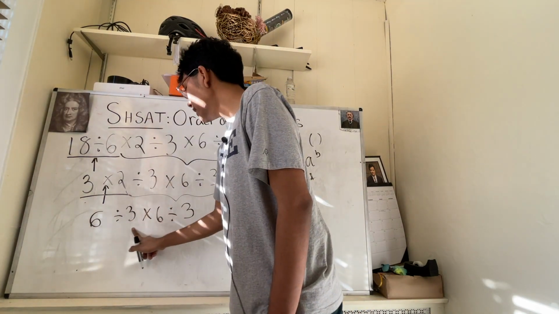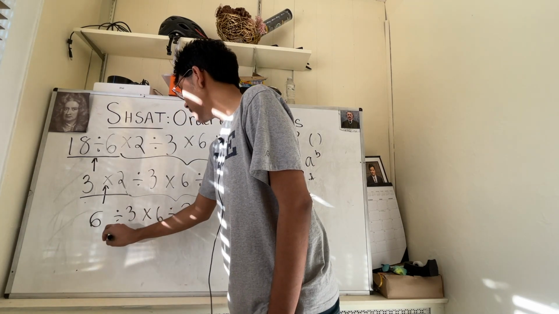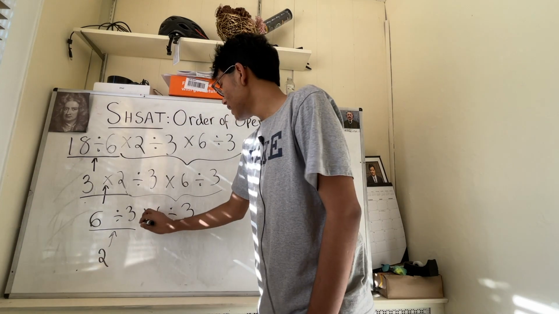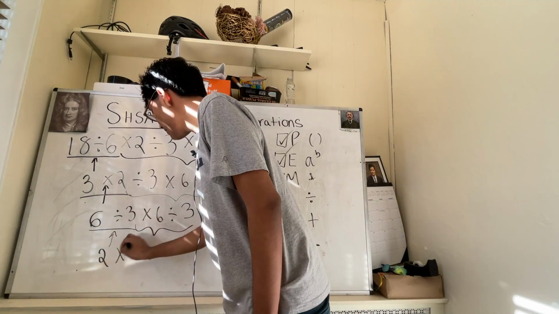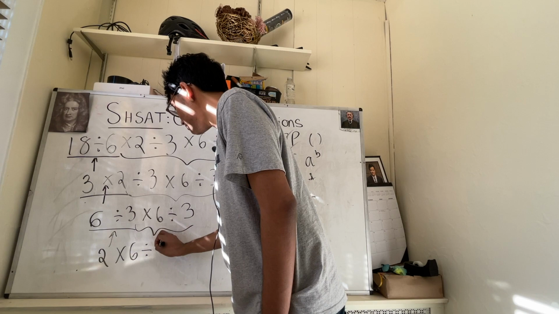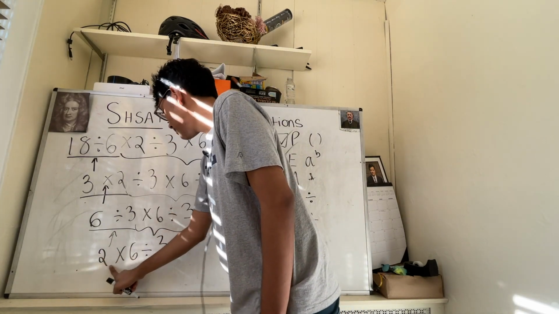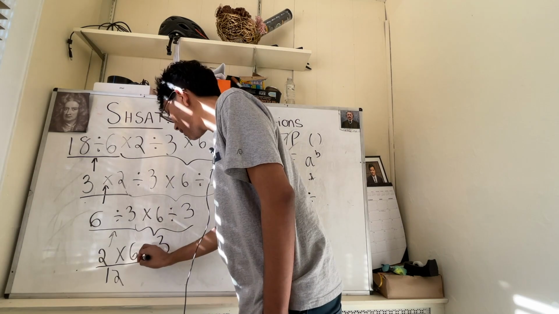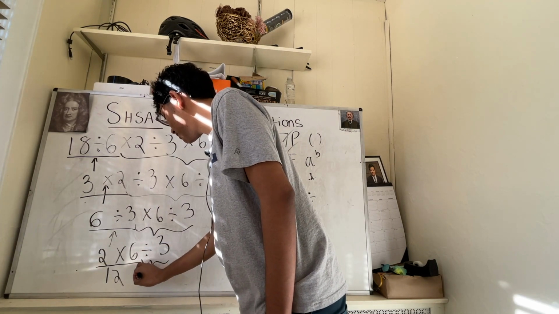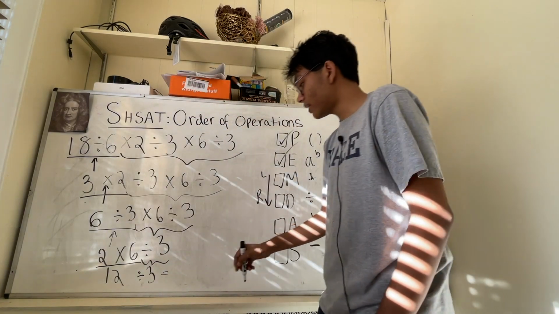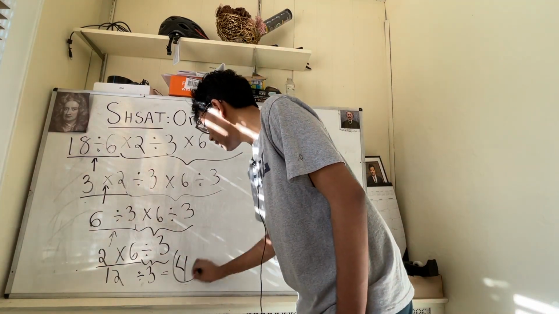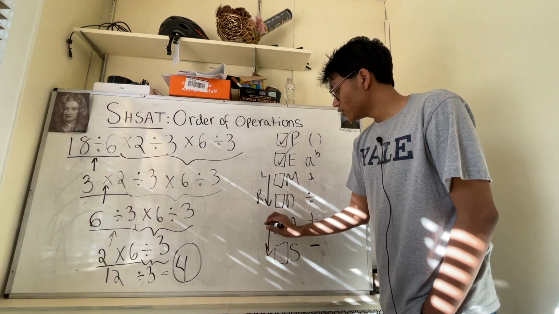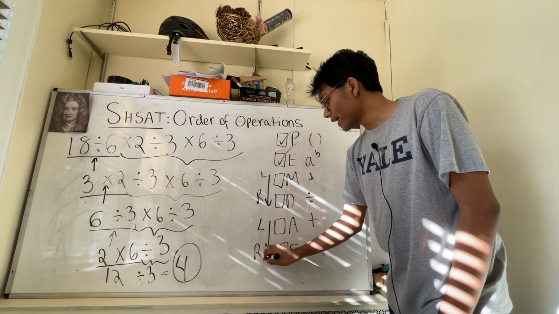Now go left to right. What sign comes next? Boom, it's division. So we're going to do that one next. 6 divided by 3, that's 2. And then copy all of this down. Times 6 divided by 3. Now, what comes next? Boom, multiplication. So do that. 2 times 6 is 12. And copy everything else down. So divided by 3. And finally, what's 12 divided by 3? Well, that's just 4. So when it comes to multiplication and division and addition and subtraction, you have to do those two left to right.